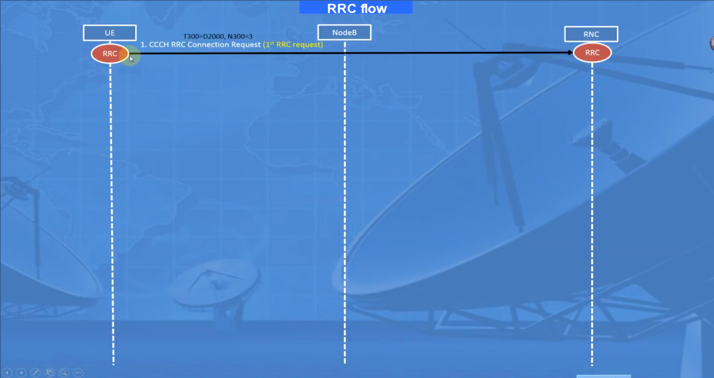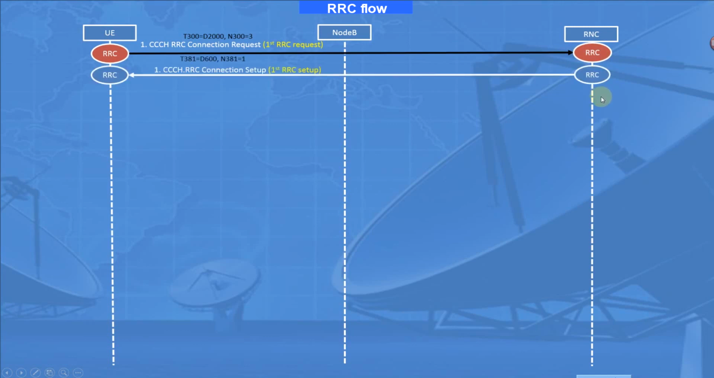First, RRC connection request. After the first RRC request, timer T300 will start. After receiving the RRC connection request, RRC sends RRC connection setup. After that, RRC will start timer T381, which equals 600.